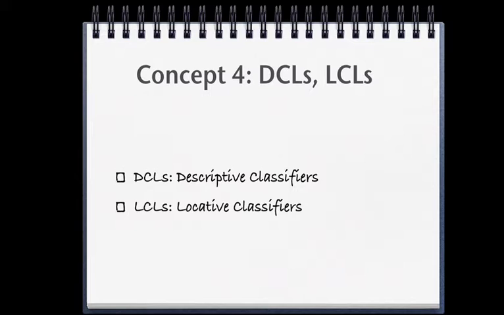All right, DCLs stand for descriptive classifiers, and LCLs stand for locative classifiers. In previous missions, we have gone over LCLs, but I decided to group them together because a lot of times DCLs and LCLs are used together. I want students to see that relationship and how using both is very descriptive and is what you'll see a lot in ASL as far as classifiers. These are the two most used classifiers.